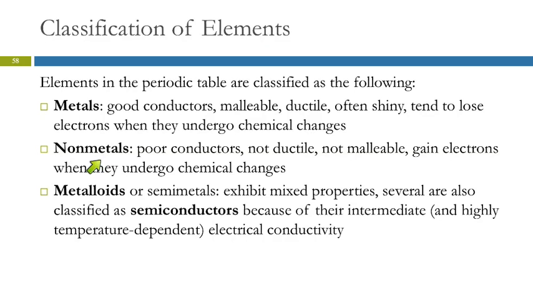Nonmetals are sort of the opposite of metals. They tend to be poor conductors of heat and electricity, not ductile, not malleable, and they gain electrons in chemical changes. The metalloids are intermediate. They have mixed properties. They're kind of between, and they are literally between on the periodic table. Some of them are classified as semiconductors because they have some electrical conductivity, but it's not as much as a metal. And that electrical conductivity is highly temperature dependent, and we can modify it, and so that's what makes them so incredibly useful in computer chips. So, general characteristics.